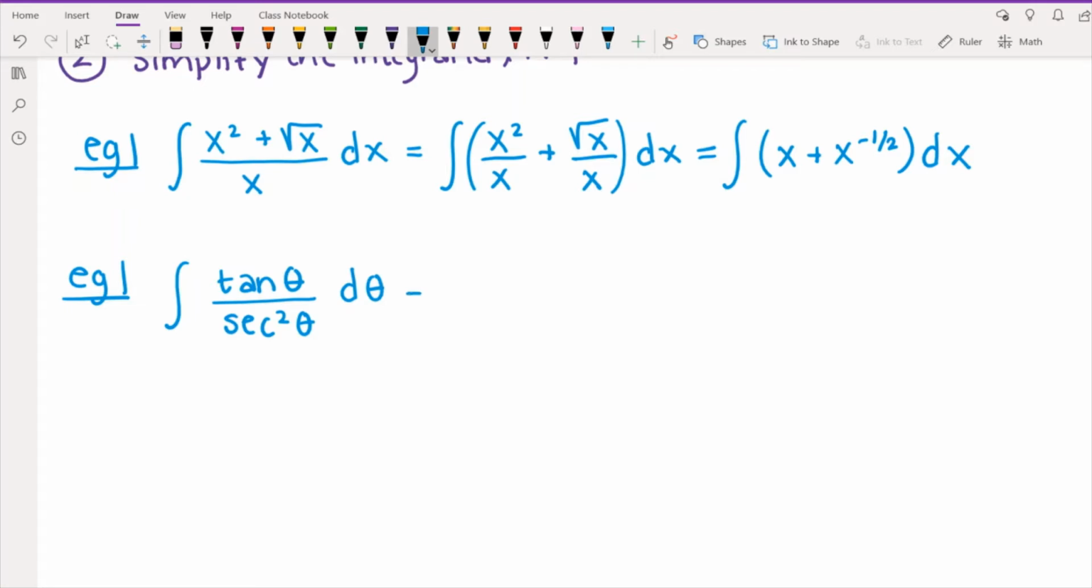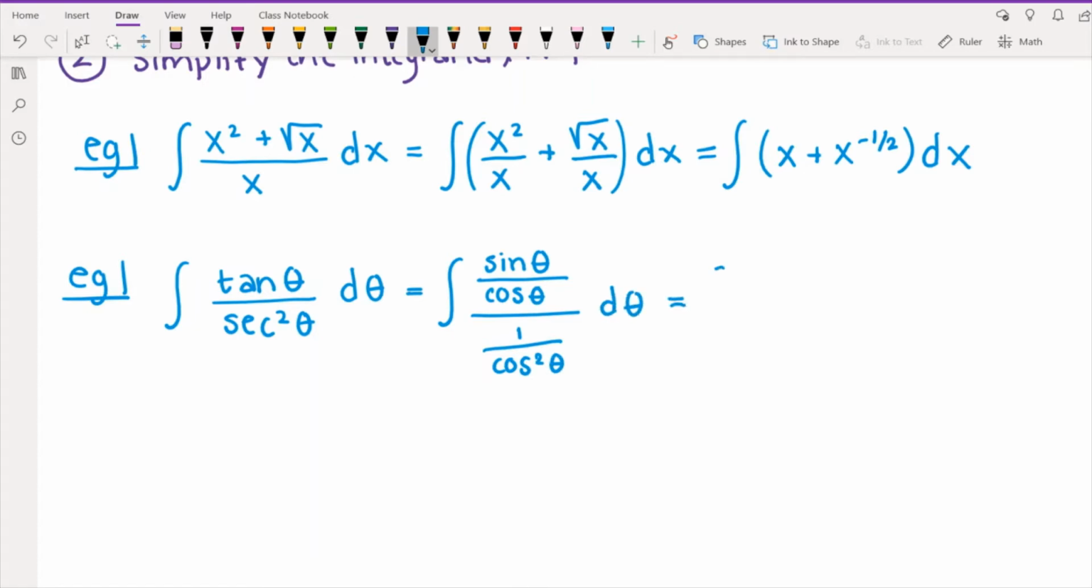So instead what we want to do is rewrite each of these in terms of sine and cosine. And that's a general good strategy to have in mind with trig integrals: see, can I rewrite everything in terms of sine and cosine and simplify from there.